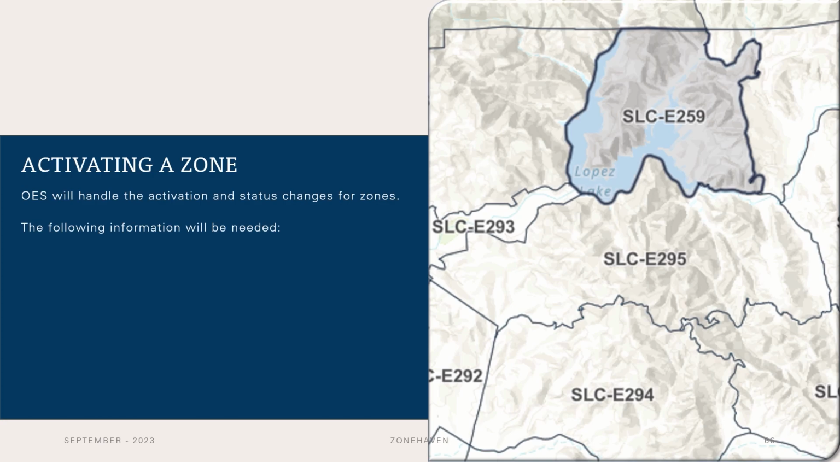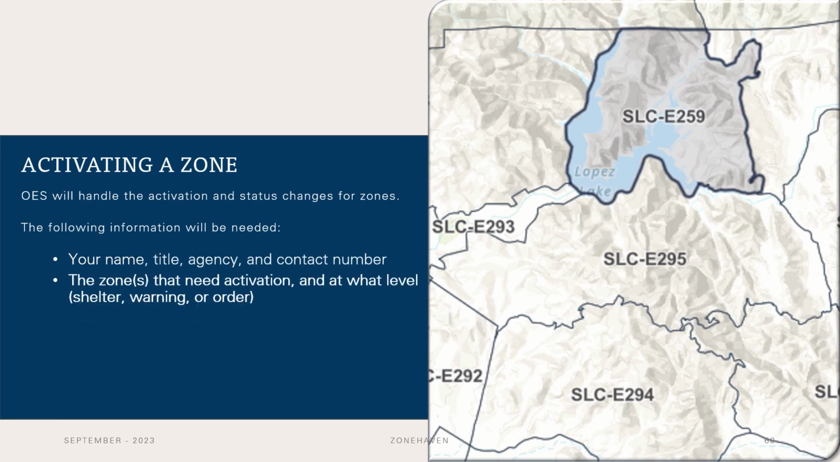OES will handle the activation and status changes for the zones. So once the law enforcement member who's in charge of evacuation has provided that information to the duty officer, they're going to be doing the upload and making those changes of the status of those zones. The following information is going to be needed to provide to the duty officer for OES. We'll need your name, what your title is, the agency, and the contact number. The zones that need to be activated and at what level. Is this a shelter in place? Is it an evacuation warning? Or is it an evacuation order?